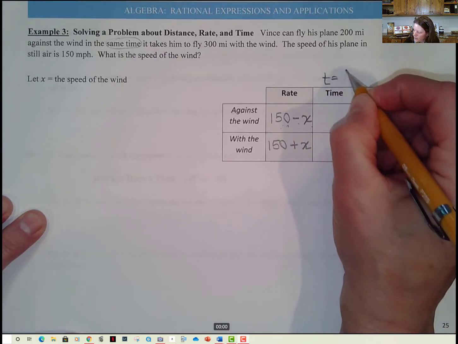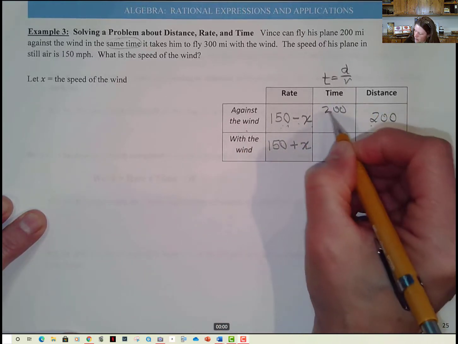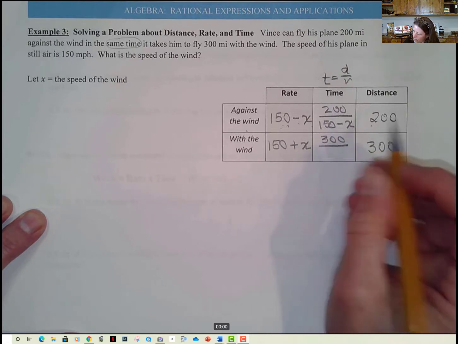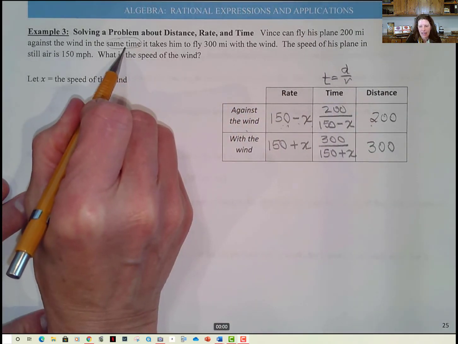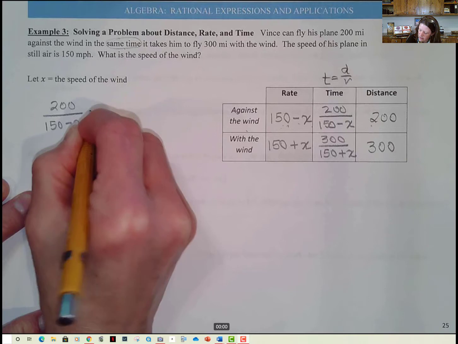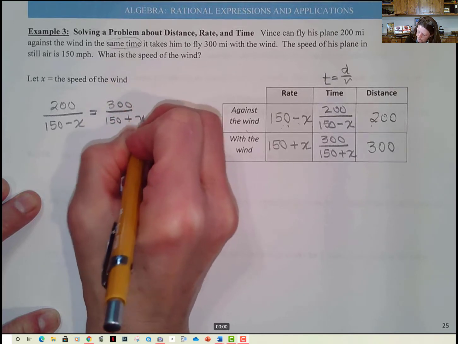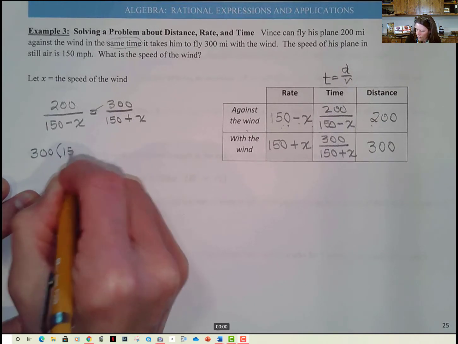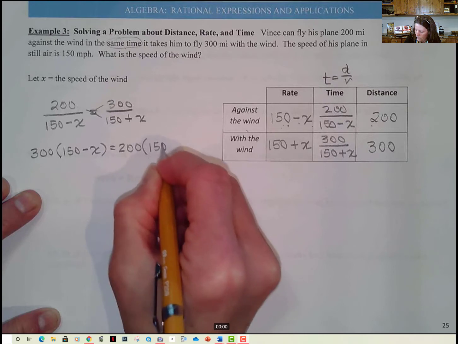Time is distance divided by rate. So the time against the wind is distance 200 divided by 150 minus x. With the wind is 300 divided by 150 plus x. Again, we know that these times are the same. In other words, they are equal. So 200 divided by 150 minus x is equal to 300 divided by 150 plus x. And once again, I'm going to cross multiply. Let's take 300 times 150 minus x, set that equal to 200 times 150 plus x.